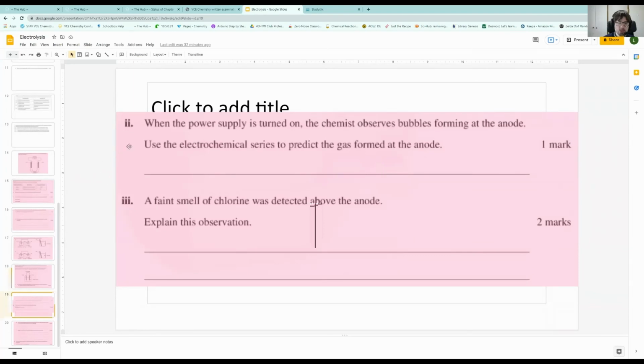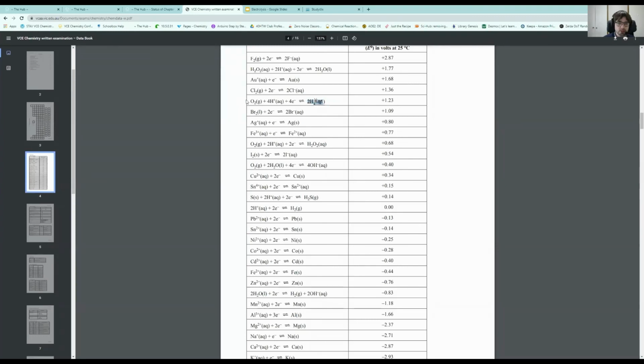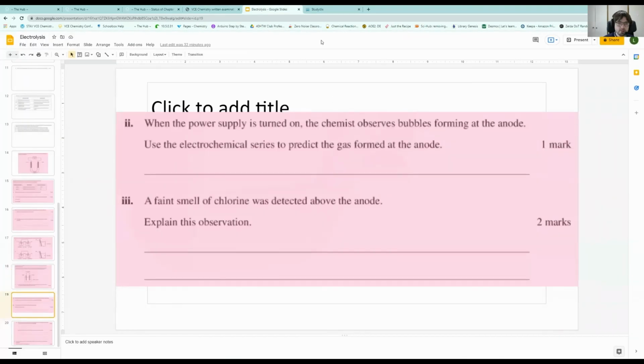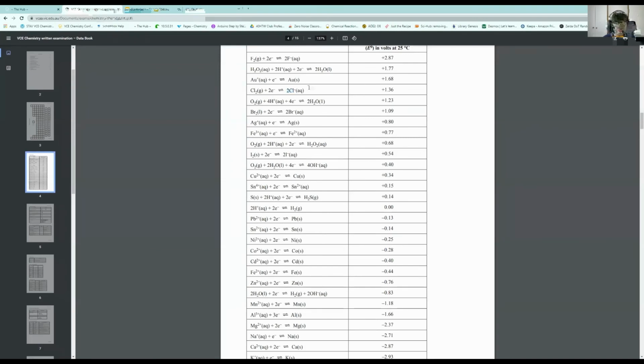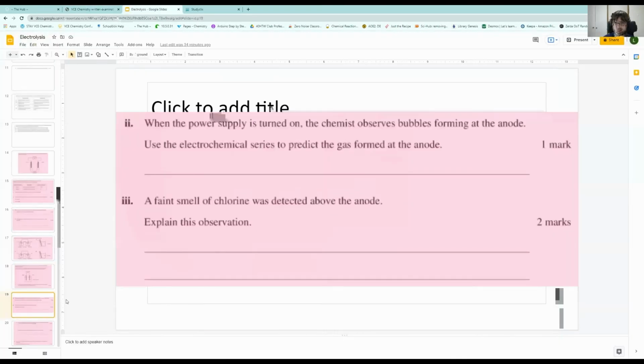When the power supply is turned on, the chemist observes bubbles forming at the anode. All right, we said that before. It's the water reacting here, so therefore this is going to be oxygen here. All right, so for the smell of chlorine here, this is what I said before, which is that we've got a concentrated solution of chloride here, which means there's a higher than 1 molar concentration of chloride. So therefore, the reduction potential of chlorine, this equation here, will be close to that of the oxygen here. So the oxidation potential of chloride will be similar to the oxidation potential of water. So they'll both occur at the same time.